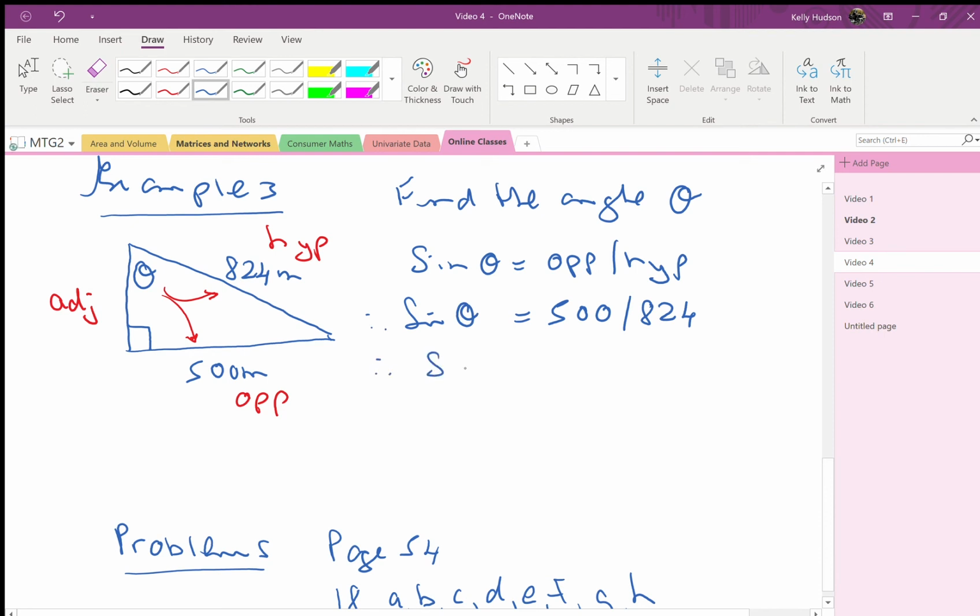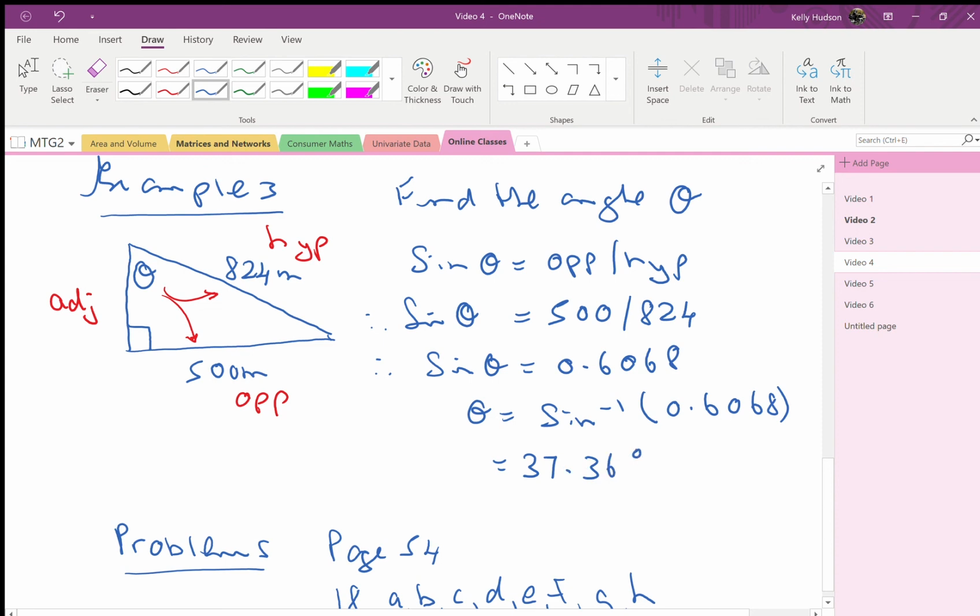Work that out. Sine theta equals 500 divided by 824, which is 0.6068. So I round that to 4 decimal places. And then my theta is equal to sine to the minus 1 of 0.6068. Okay, so I'll put that in my calculator, hit my inverse button, and I get 37.36 degrees.